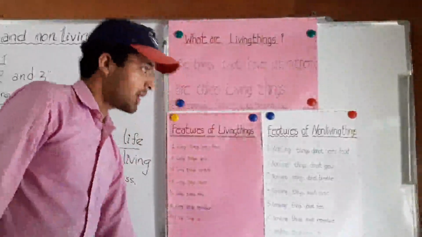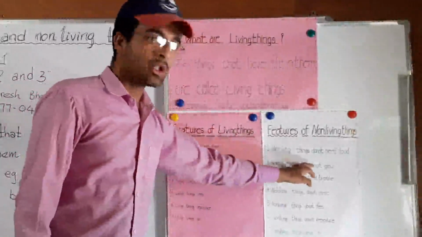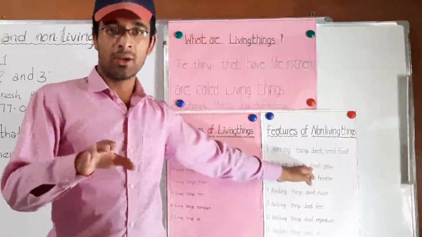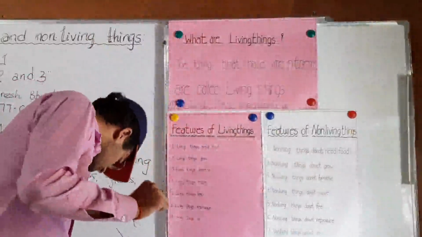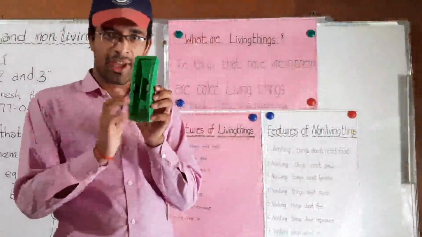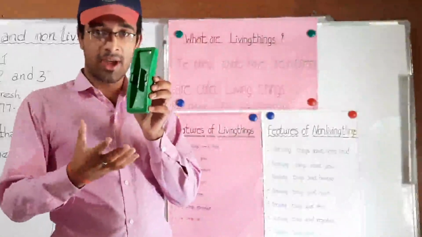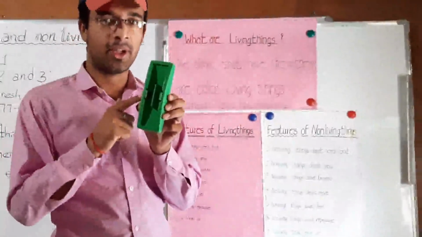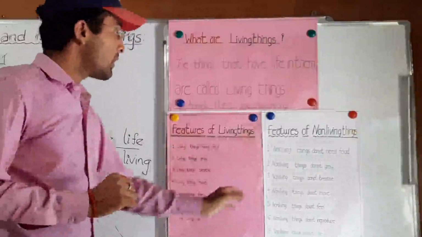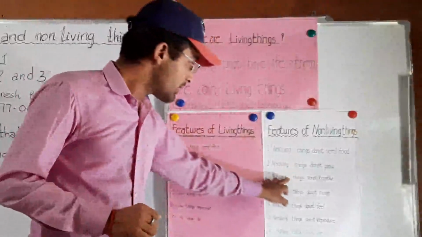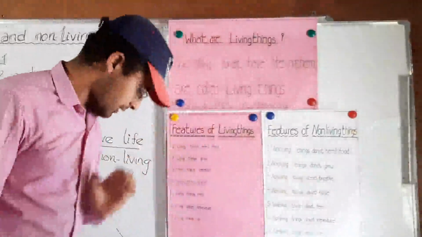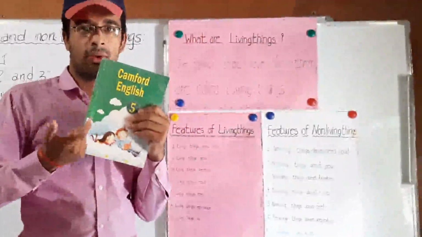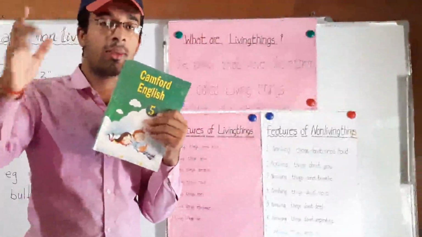Okay, in the same way, next characteristic: non-living things do not grow. All non-living things can't grow. For example, a duster. Can you tell if this duster is bigger after some time? No, it doesn't, because this is a non-living thing. Third characteristic: non-living things do not breathe. Like a book. Can this book breathe? No, it doesn't, because this is a non-living thing.